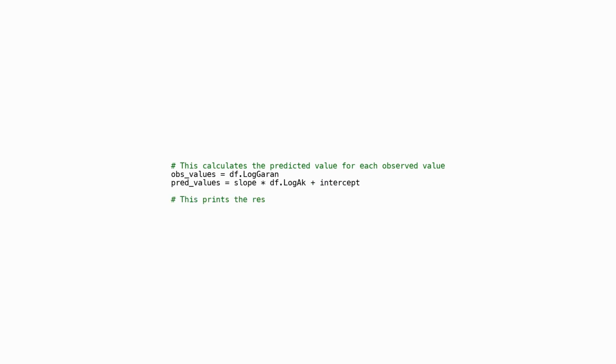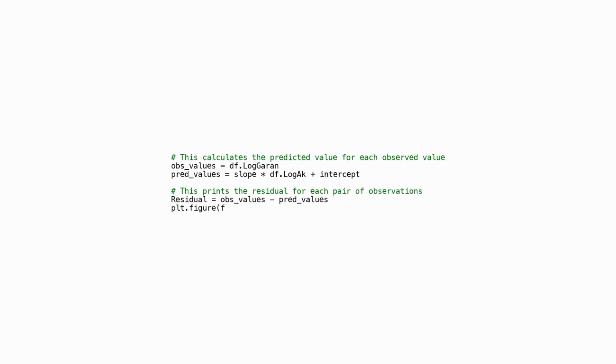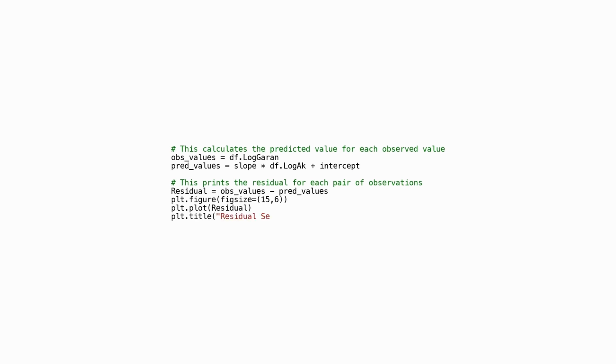This code is calculating the predicted value for each observed value in a dataset called df. The predicted values are calculated using a linear regression model with the slope and intercept values. The residual, which is the difference between the observed and predicted values, is then calculated and stored in a variable called residual. The next few lines of code are creating a plot of the residual series using the matplotlib library.